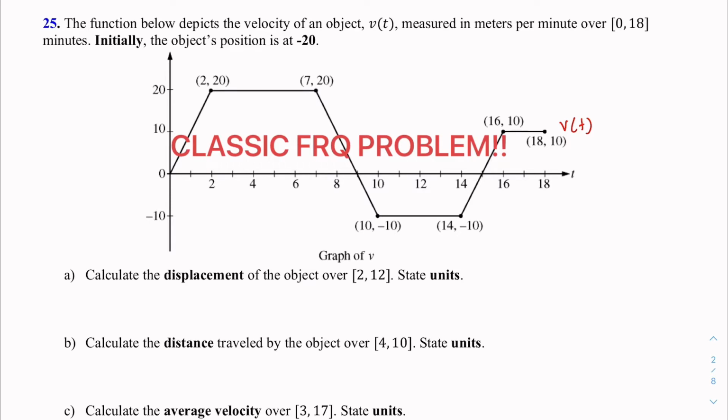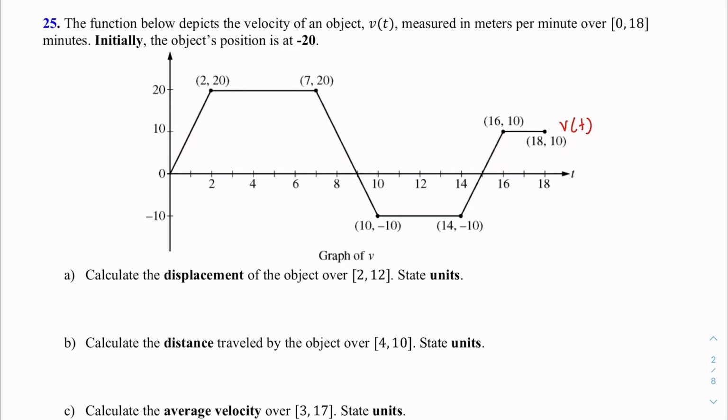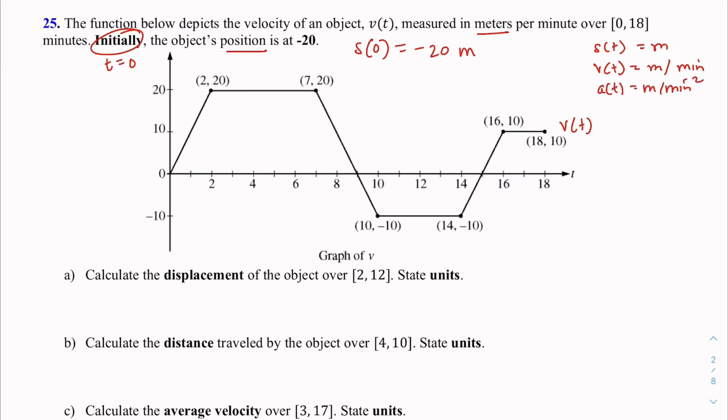Initially, the object's position is at negative 20. So initially means that the time is 0. And if the position is negative 20, they're saying s of 0 equals negative 20. And using units, that's going to be in meters. Position is always measured in meters. Velocity will be meters per minute. And then our acceleration will be meters per minute squared if we get there.